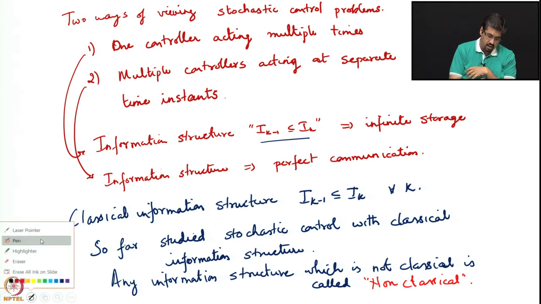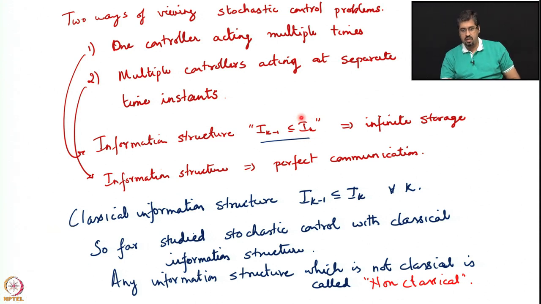Now the answer to that is actually there right here on the screen. See, remember we have realized that the classical information structure means the information structure where I_k is a subset of I_{k+1}. This assumed either infinite storage or perfect communication. Right. So, if either of these two is violated, then the information structure is not classical anymore. So, for instance, if you had finite storage, then you are obligated to lose some amount of information, and that then makes it a non-classical information structure. If you have imperfect communication between entities, then what is sent is not what is received. That then becomes a non-classical information structure, right.